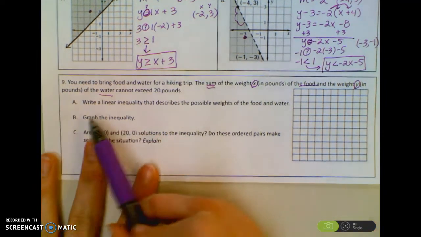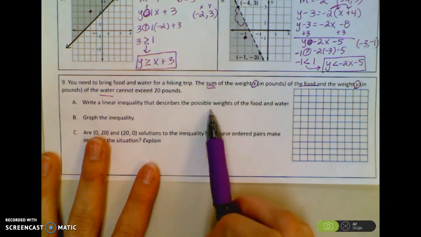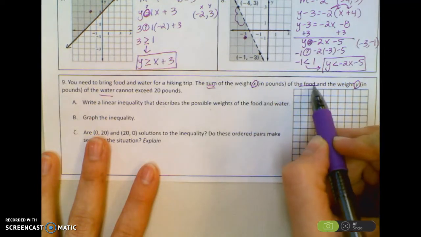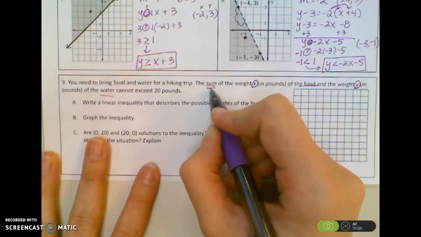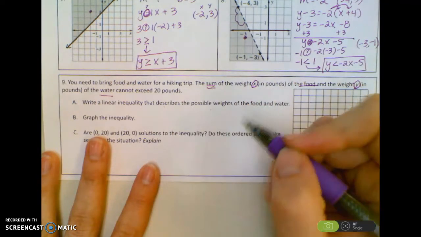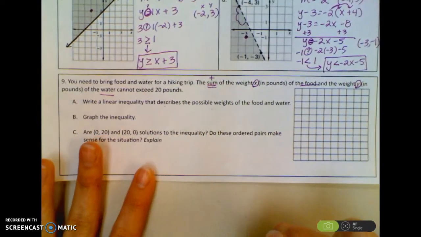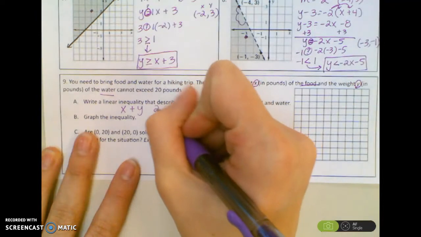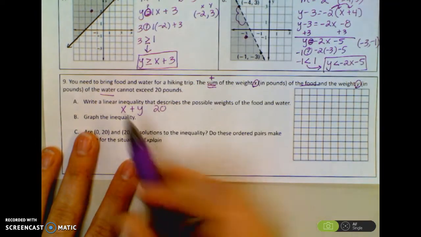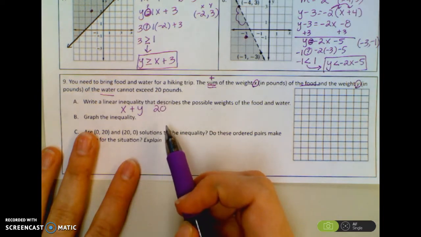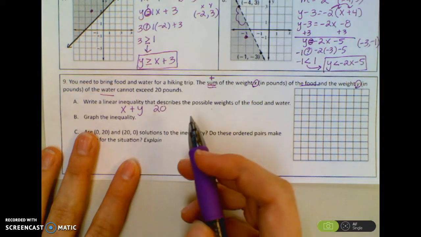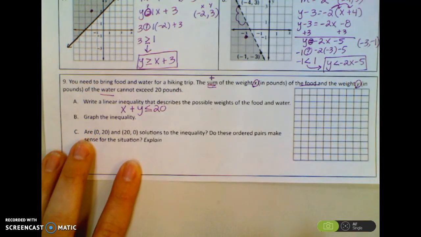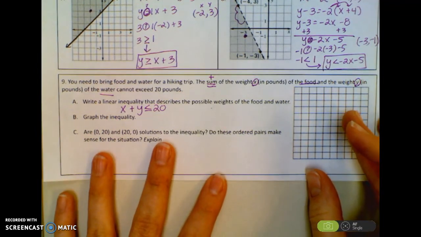So first of all, we want to write a linear inequality that describes the possible weights of the food and water. So we know that we have however much our food weighs and however much our water weighs. The sum of those cannot be more than 20. So sum tells us to add. We know we're going to have X, the weight of our food, plus the weight of our water, and it is compared to 20 pounds. What do we need to put here? It cannot exceed 20. That means it can't be any bigger than 20, but it can equal 20. So that means X plus Y needs to be less than or equal to 20. So that's what our linear inequality is.